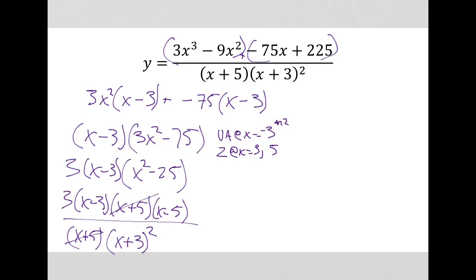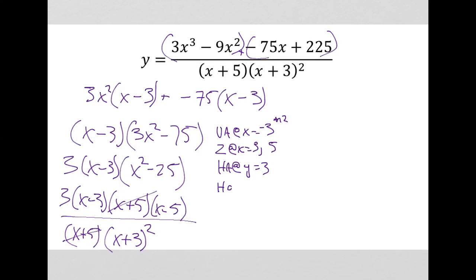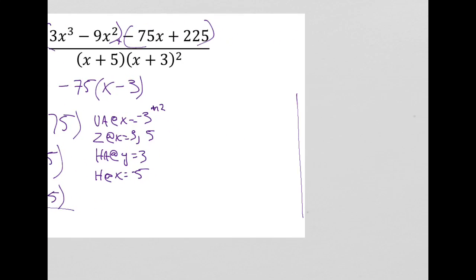And anything else? Well, we have a cubic with a coefficient of 3 over a cubic with a coefficient of 1. So we're going to have a horizontal asymptote at y equals 3. And then finally we have the hole at x equals negative 5. So now let's just put all of this together, draw in our asymptotes. So 1, 2, 3, got my asymptote there. Zeros at x equals 3 and positive 5. And then finally horizontal asymptote at 3.